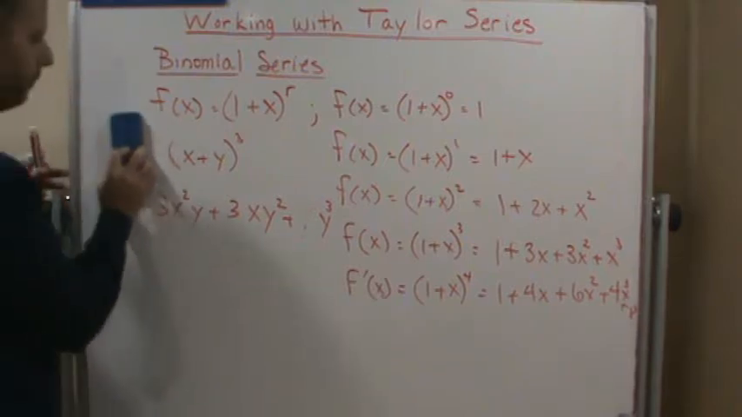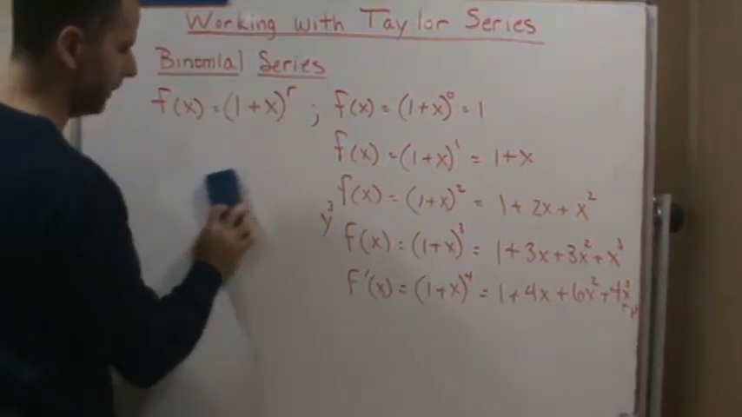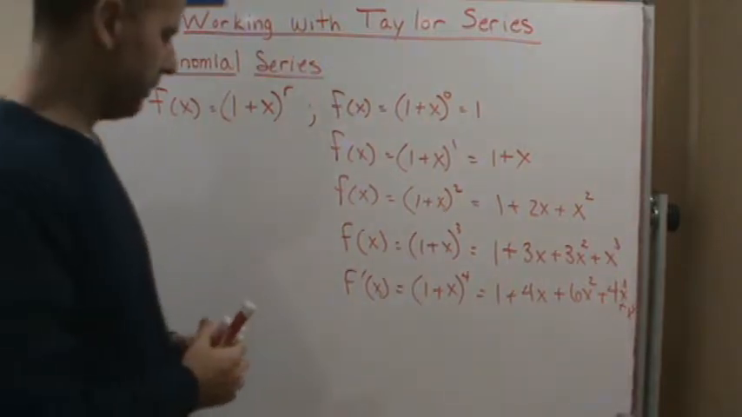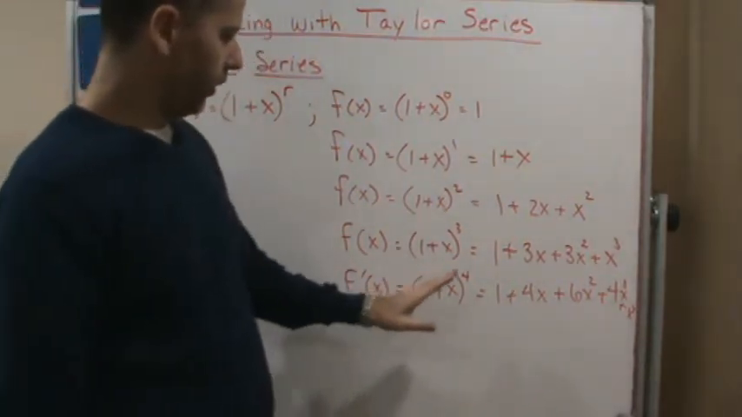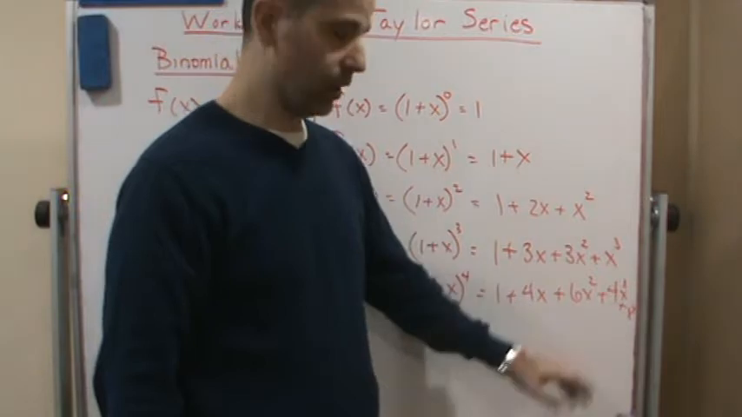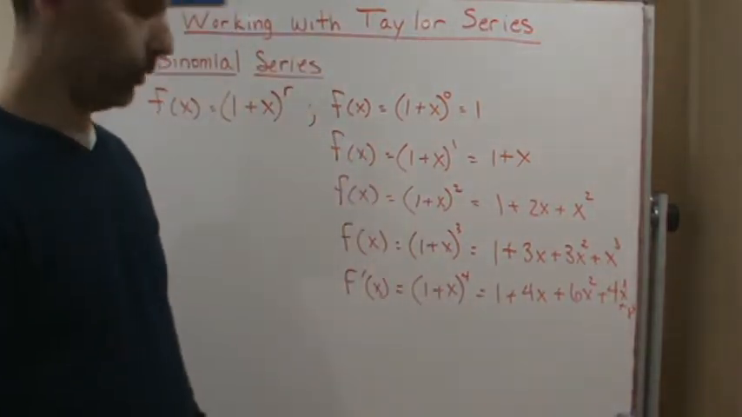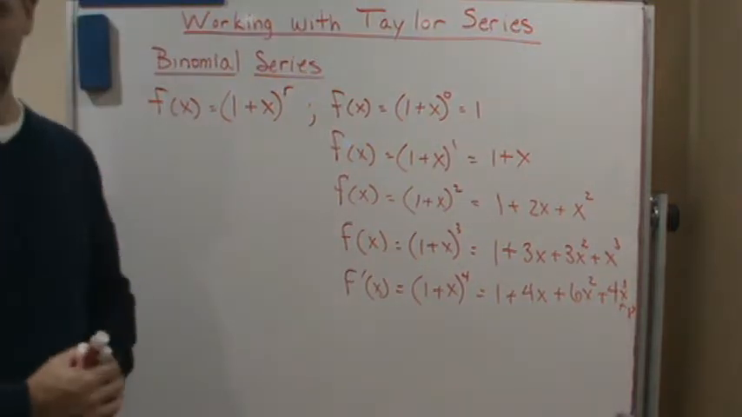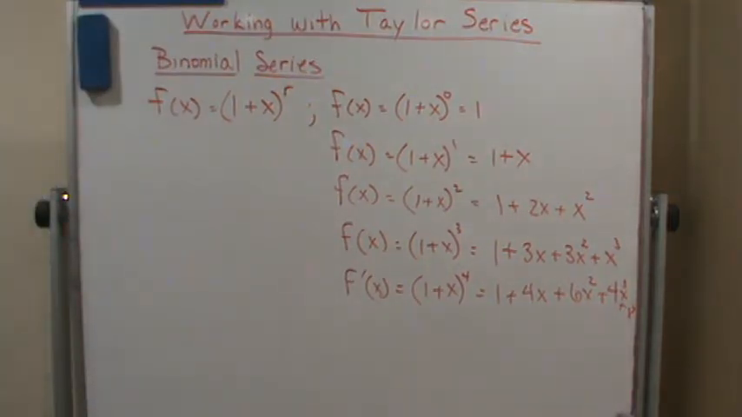Now, why am I bringing this up? Because if we keep going, we're going to notice that these coefficients are what we call binomial coefficients, and this is called a binomial expansion. So the expressions that I showed you on the right side are known as binomial expansions, and the coefficients are known as binomial coefficients.